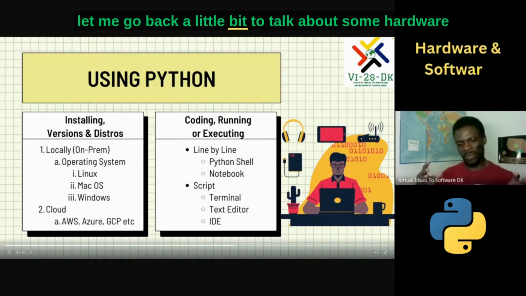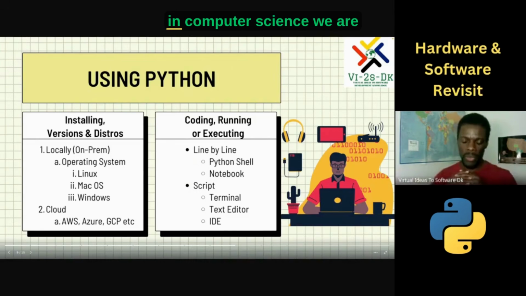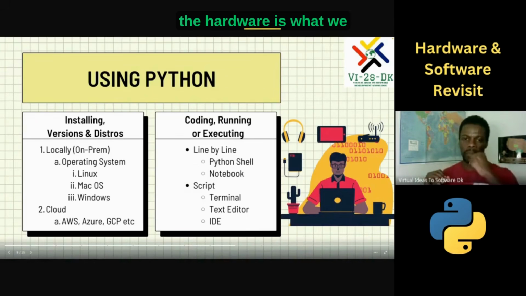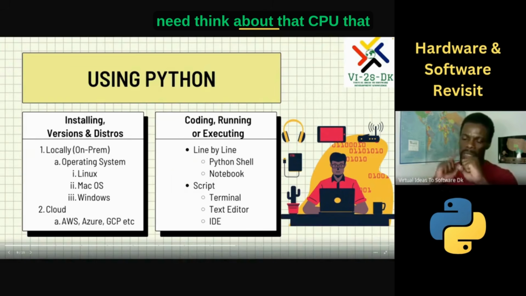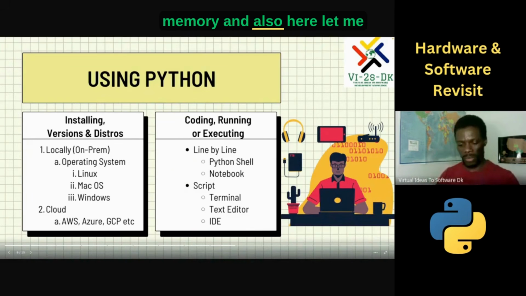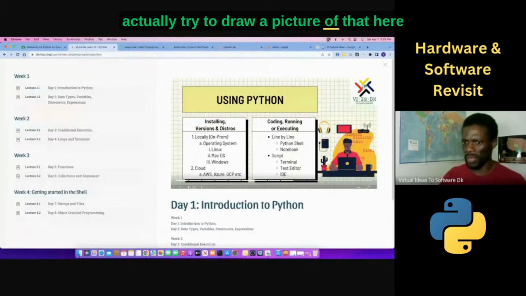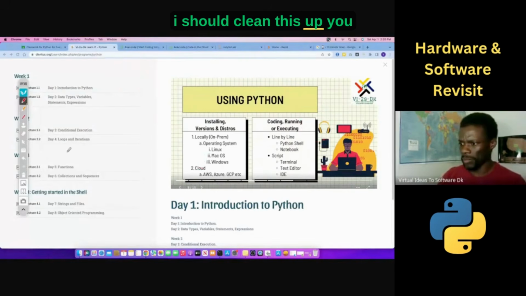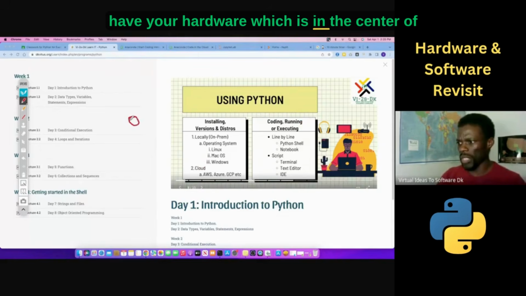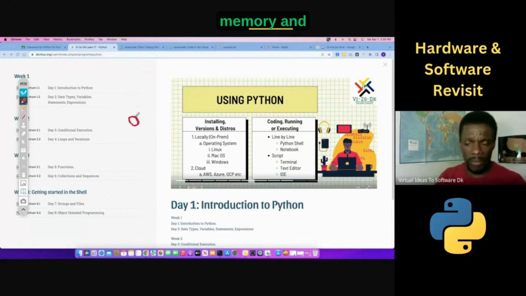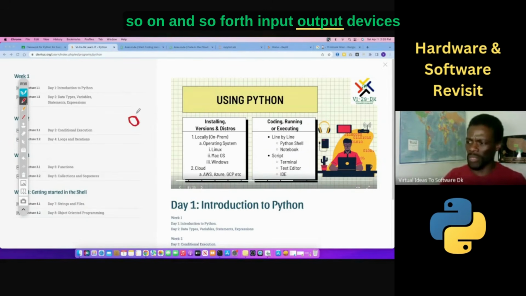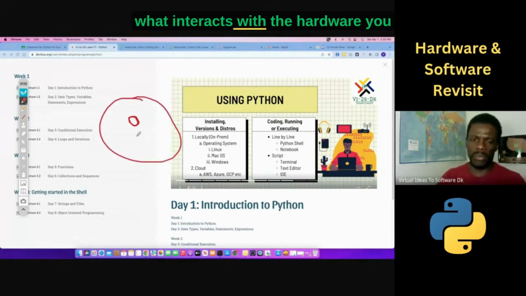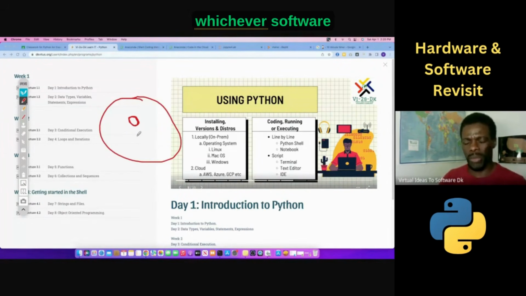Let me go back again a little bit to talk about some hardware and software. So in computer science, or in computers, we know it's made up of hardware and software. The hardware is what we need. Think about that CPU, that memory, and also here, let me actually try to draw a picture of that. So we have the hardware. I should clean this up. You have your hardware, which is in the center of everything. Your CPU, the memory, and so on and so forth, input-output devices. And you have your software, which is what interacts with the hardware, regardless of Microsoft software, Google software, whichever software.